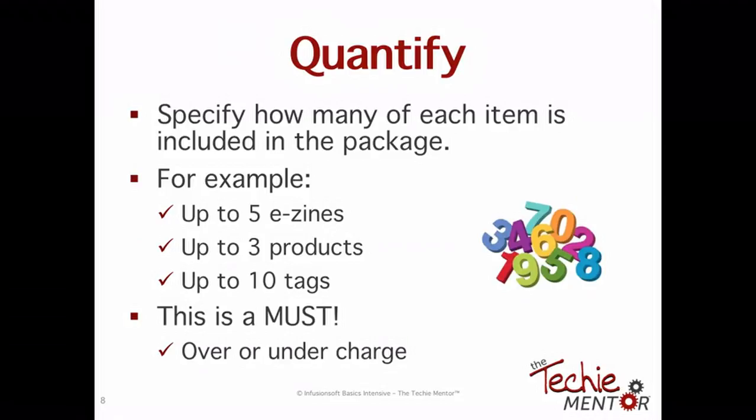You must quantify. You have to specify the number of whatever in your package. So as you can see, I say up to 5, up to 3, up to 10. If you don't quantify, then you're going to over or undercharge. Either you're not making enough money or you're overcharging your client, which is not a good thing either way. So make sure that you quantify everything in a package. And I always say up to, which means it's 5 or less, or 3 or less, or 10 or less. That way there's no nickel and diming. Well, I only sent out 4 this month. Well, it's up to 5. That's what you're paying me for. So be very clear on packages.